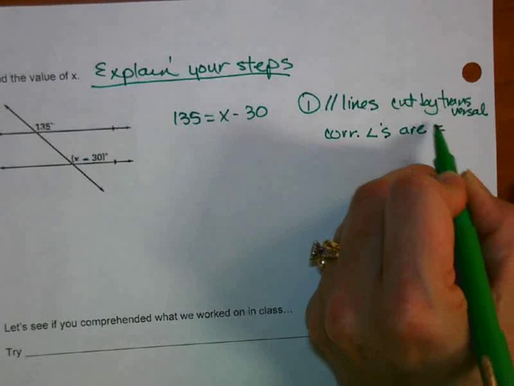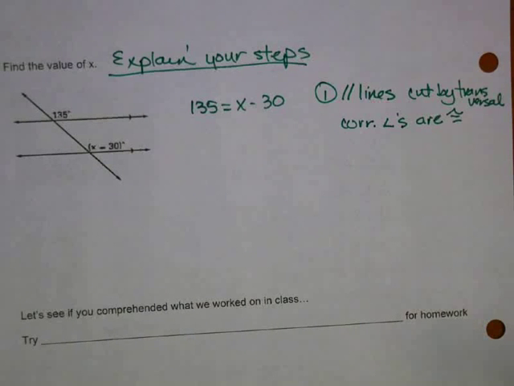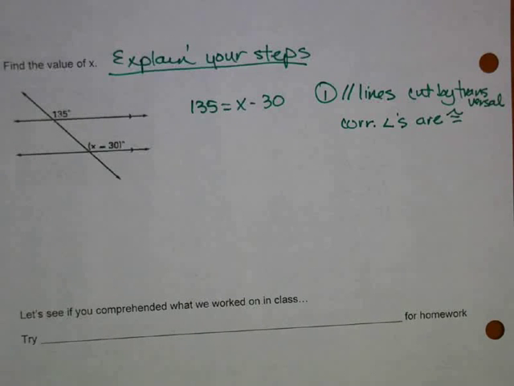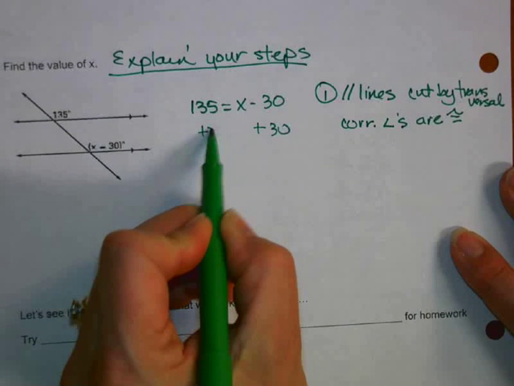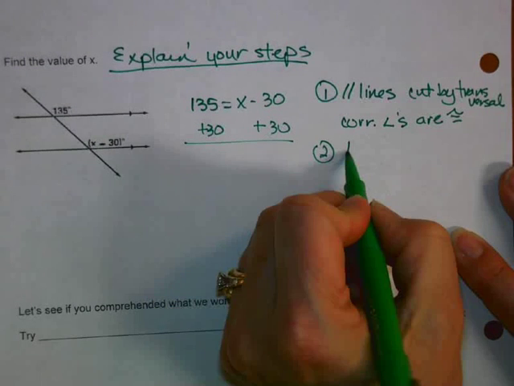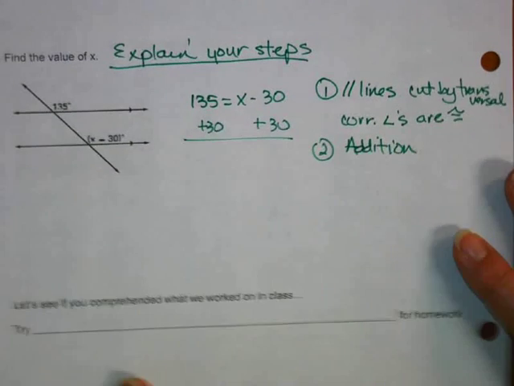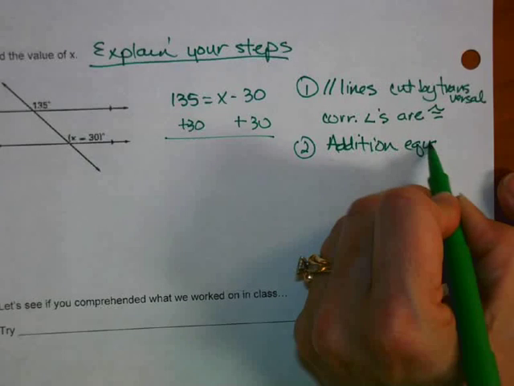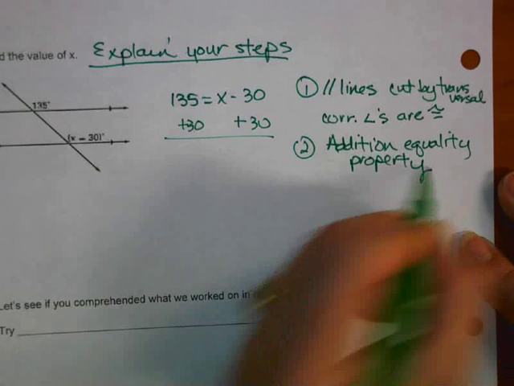So now, what do I do to solve for x? Add 30. What property are we using here? Addition equality. Just think about adding the equal amount to both sides. Addition equality property. So this goes away, and x equals what? 165. And that's all I was asked to do, so I'm done. There were just two things that we listed there for our reasoning.